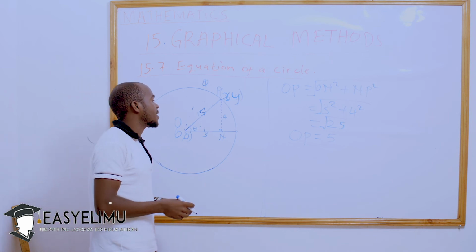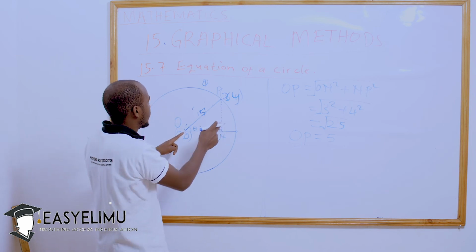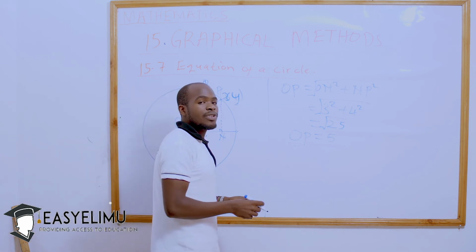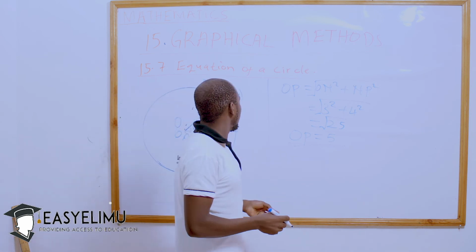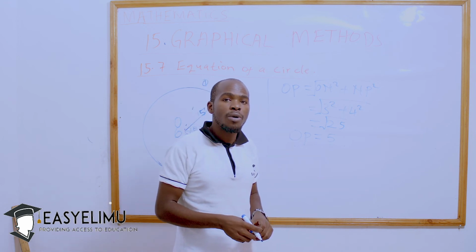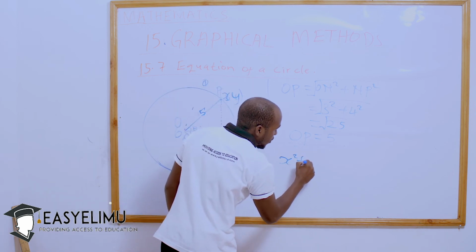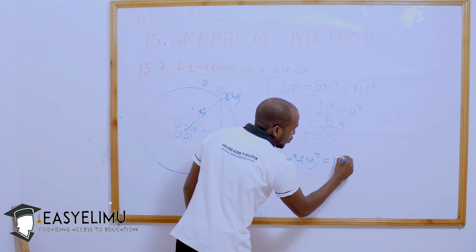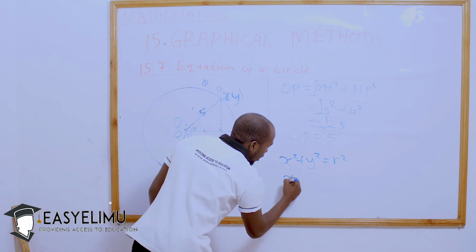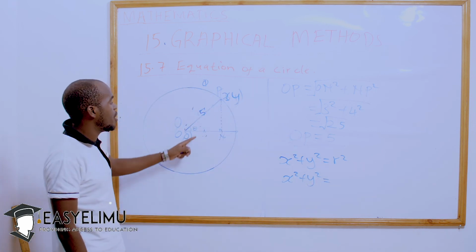In that case, it will be x minus 0, you will just guess x, meaning that it will assume the relationship of an equation of a circle with the center being the origin. So it will take the form x squared plus y squared is equal to r squared. In that case, we shall replace, that is x squared plus y squared is equal to r squared, which is 5.